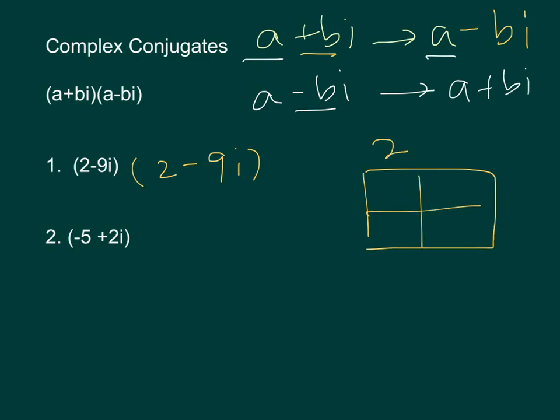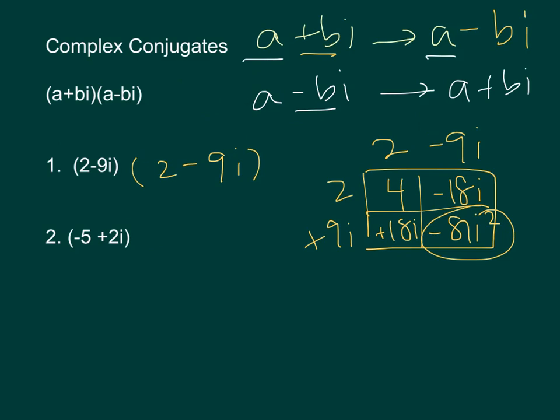If I multiply 2 minus 9i and 2 plus 9i, I get 4 minus 18i plus 18i minus 81i squared. So this minus 81i squared becomes plus 81. And these are going to cancel out in the same way as our difference of squares. It's almost the exact same concept as the difference of squares. So I'm going to add my two like terms. I've got positive 81 and positive 4. So this answer is 85.